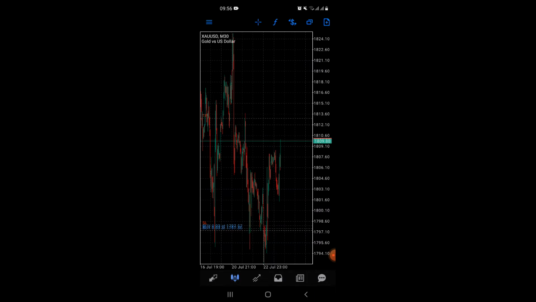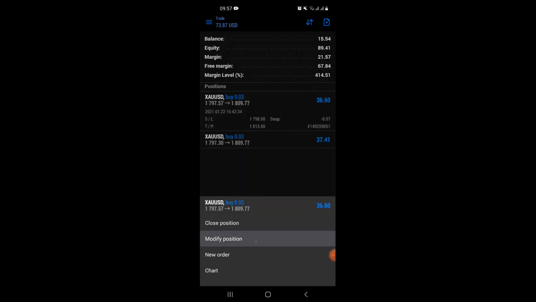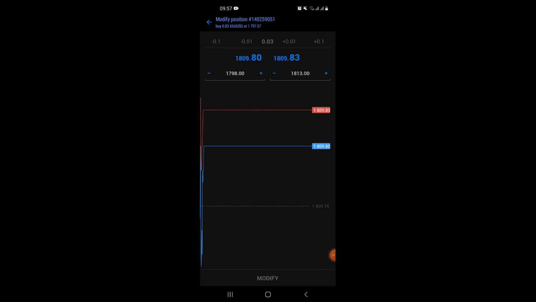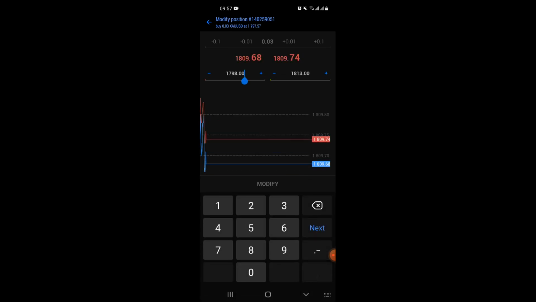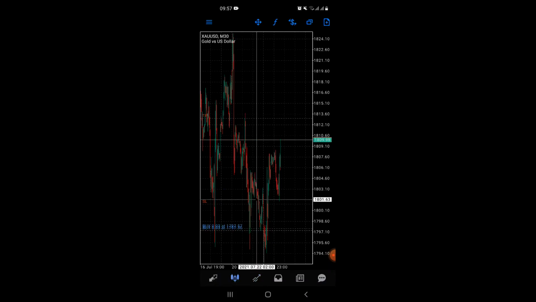To do that, I simply go to the trading page and click and hold on the trade and say modify position. As you can see, my stop loss at the moment is at 17.98. So now I wanna move it to 18.01. So as you can see right now, my stop loss is right there.